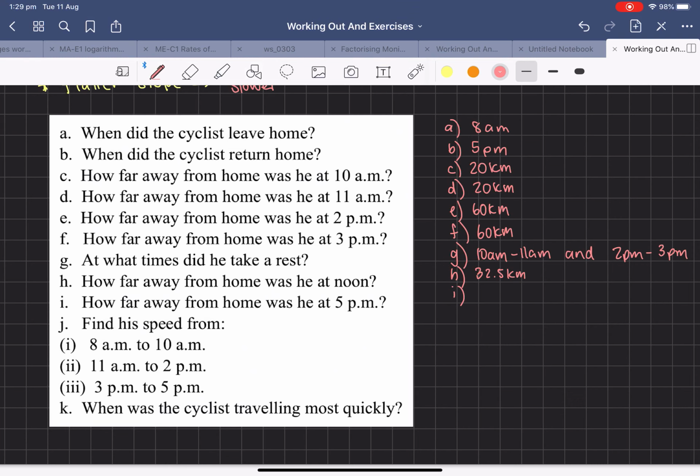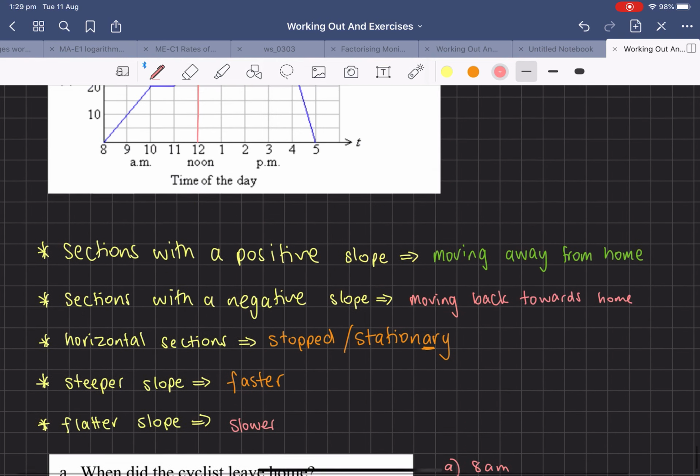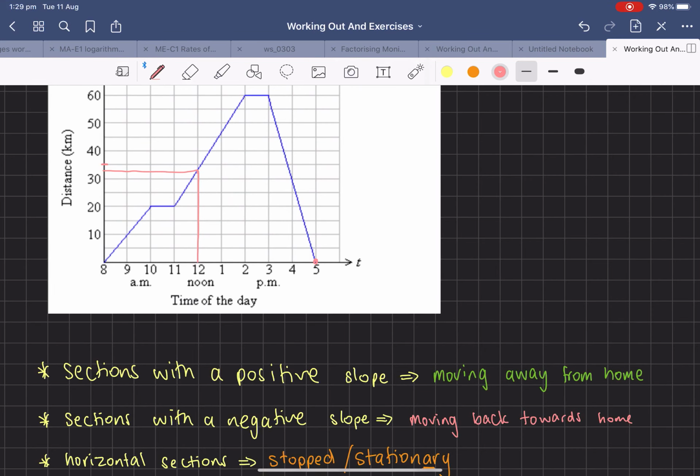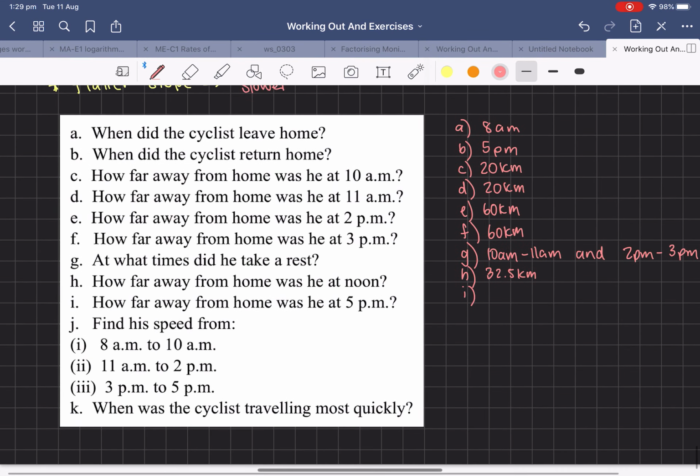How far from home was he at 5 p.m.? Well, let's have a look. At 5 p.m. he was at home. He got back home at 5 p.m. So he will be 0 kilometres from home at 5 p.m.